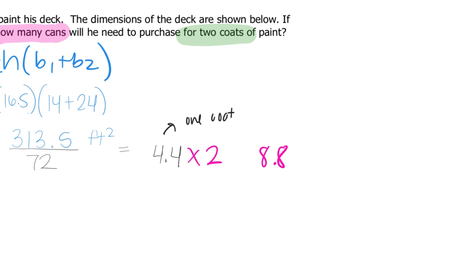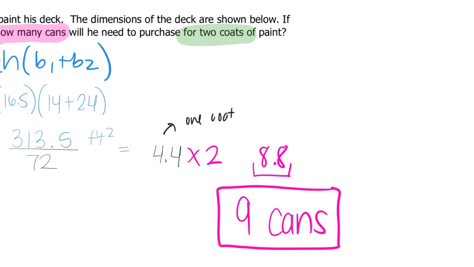Now, because this is a word problem, we can't buy 0.8 of a can. You can't buy a partial can of paint. So we're going to round this whole thing up to the nearest whole number. So we would need 9 cans total to cover that whole surface to do 2 coats of paint.